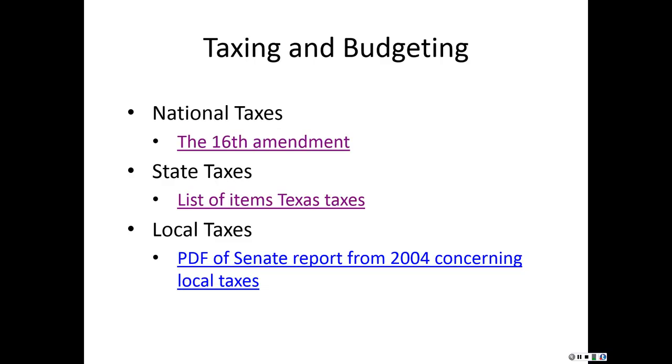These property taxes that these localities use, the local governments use, are something called ad valorem, V-A-L-O-R-E-M, ad valorem taxes. And this simply means that an ad valorem tax is a tax assessed according to the value of an item.